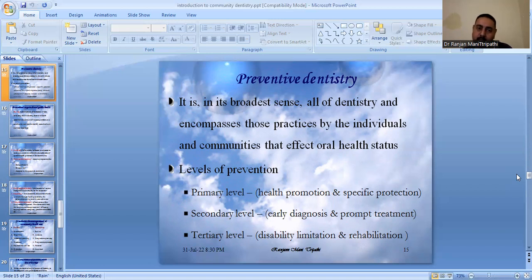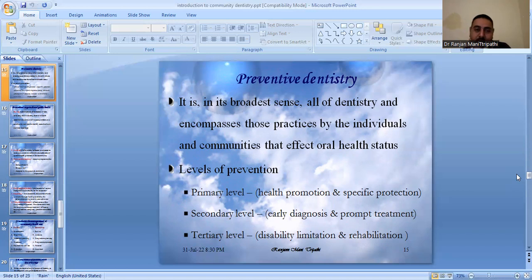The levels of prevention are primary, secondary, tertiary, where primary may be known as health promotion and specific protection. Secondary is early diagnosis and prompt treatment. Tertiary level is disability limitation and rehabilitation.